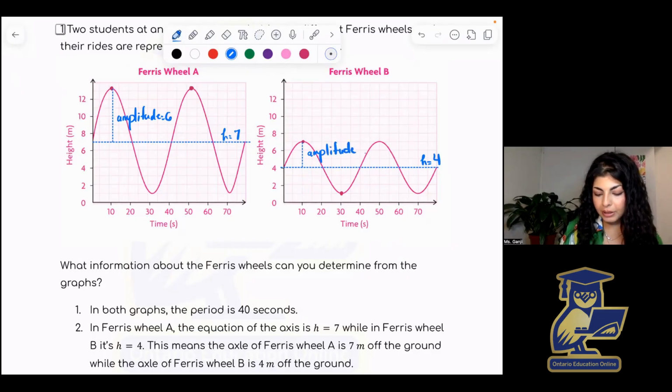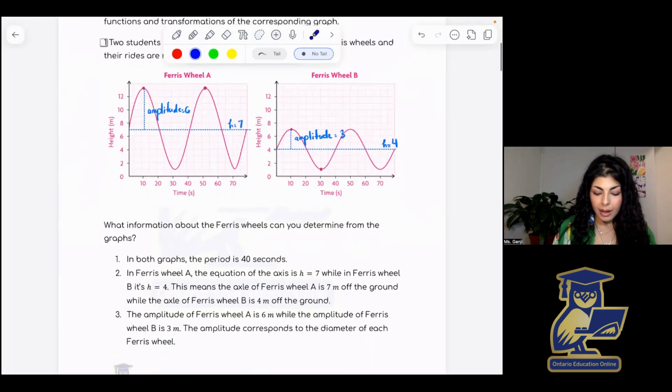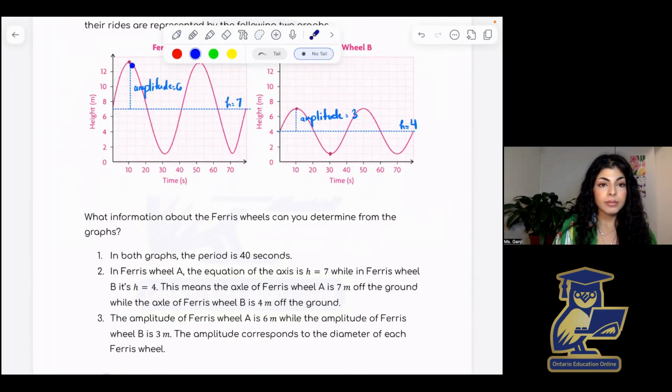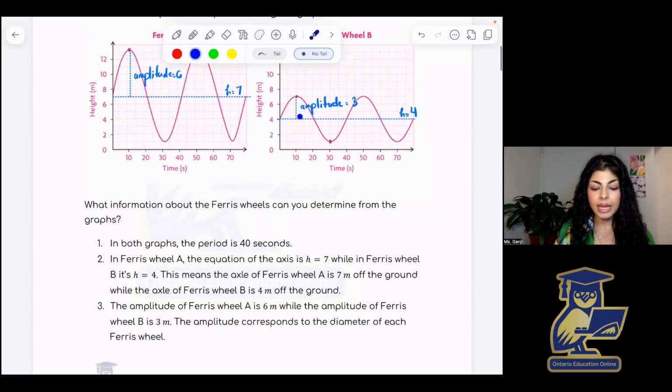which means that Ferris wheel A goes 13 meters up high, and again, it goes 6 meters below its equation of the axis, whereas here, this is only 3 meters above the equation of the axis, or from its axle, so it has a radius of 3 for a total height of 7.